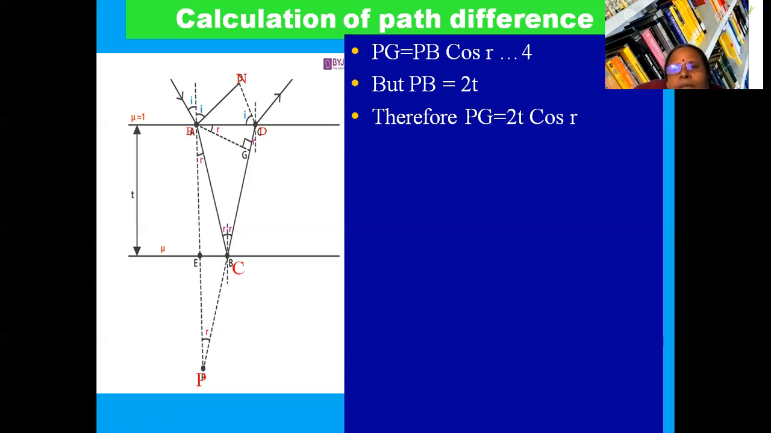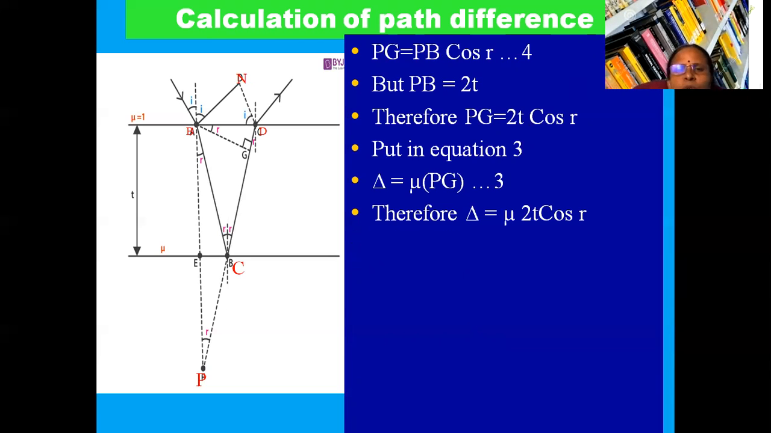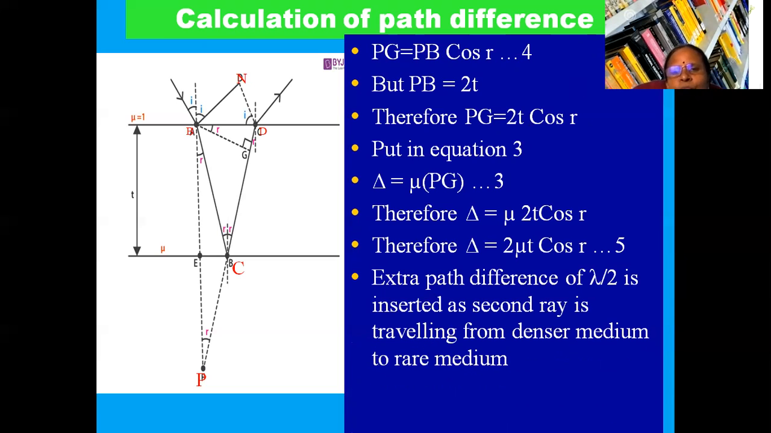Now we can put this value of PG into equation 3, that is the path difference, which is delta equal to mu into PG, or we can write delta is equal to mu into twice T cos R. And therefore, rearranging, we get this path difference delta is equal to 2 mu T cos R. Let us denote this as equation number 5.